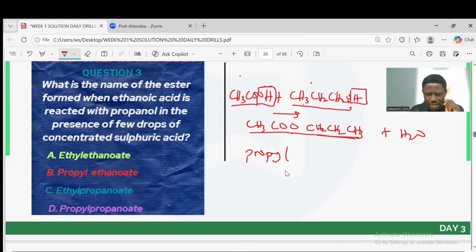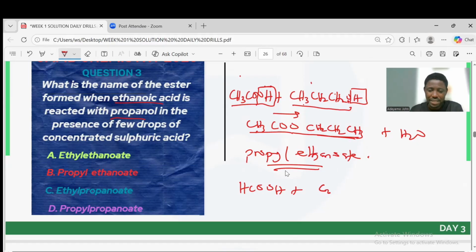This is ethanoic acid, so propyl ethanoate. That's the name of the ester formed. Propyl from propanol, ethanoate from ethanoic acid. You can see, propyl ethanoate. So let's see if it were to be methanoic acid.